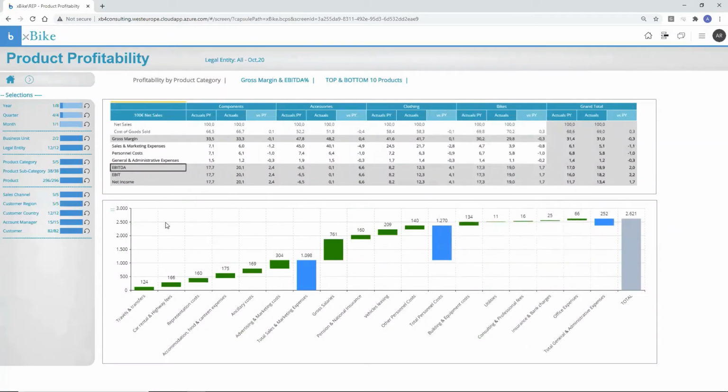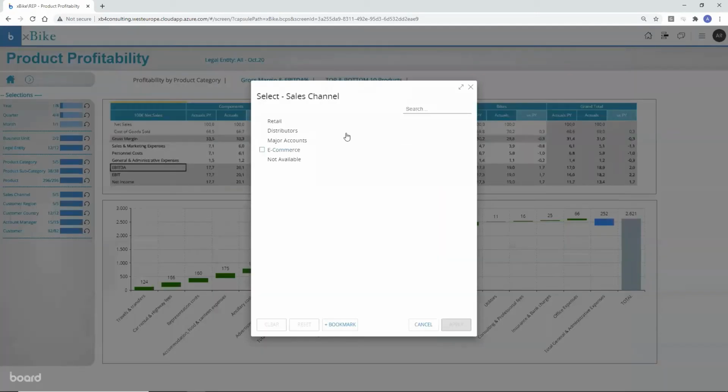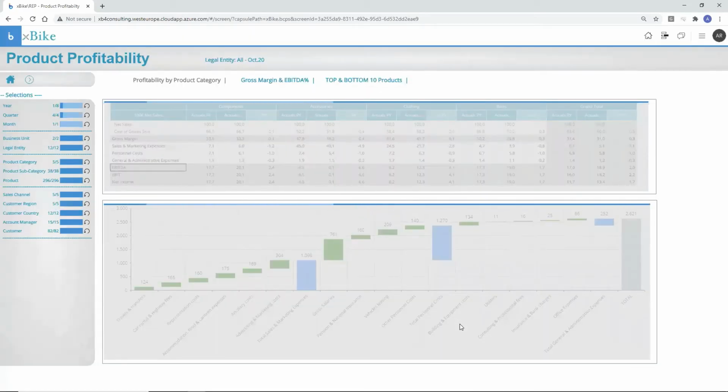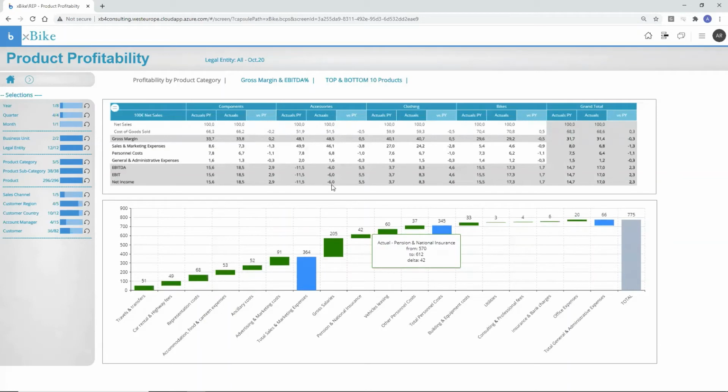What I could do, of course, is also to use the filters that I have here on the left and select, for instance, one specific sales channel and say, okay, let me see the same report, but only for the retail channel. So I see that here it's even worse. I am losing money on the product category accessories in the channel retails.